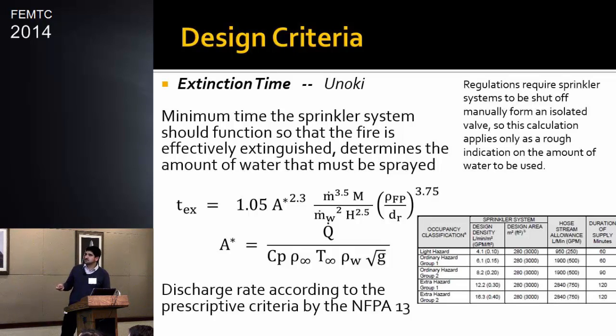As we see, we have 6 groups here. So this is like a wide range, it's not specific, it doesn't take into account fire behavior. We have the design density, liters per minute per unit area. That's how we know how much water we have to use. And also we have to take into account that this is going to be only an estimation, because regulations require sprinkler systems to be shut off manually from an isolated bulb. So this is just a rough indication to know how much water we have to use.